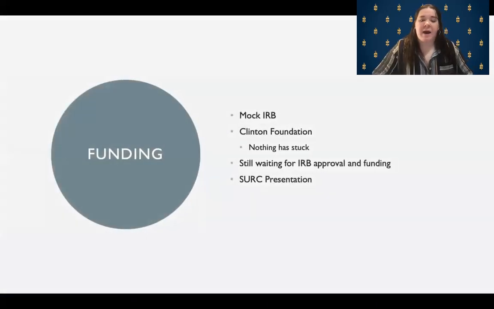At this time, this presentation and this project has gone through a mock IRB. I've gotten some feedback and applied that. I've looked into several different sources of funding, including the Clinton Foundation, but nothing has stuck. I was able to present this at the SUNY Undergrad Research Conference, so hopefully I will get some feedback from there. And we are still waiting for IRB approval and funding.